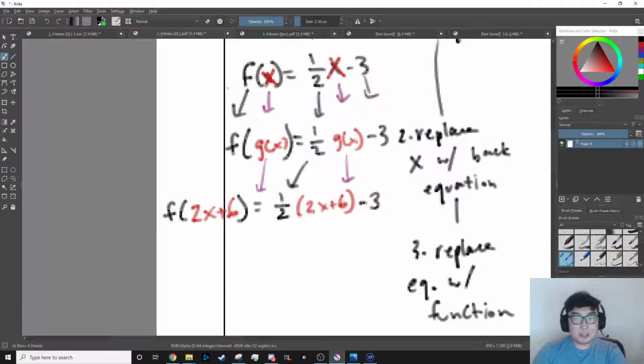minus 3. I still haven't touched my foundation, right? I haven't changed my half, as in my half is still here, and my minus 3 is still here. All I did was change my input. But now it seems like I'm ready, because what can I do with this 2x plus 6?